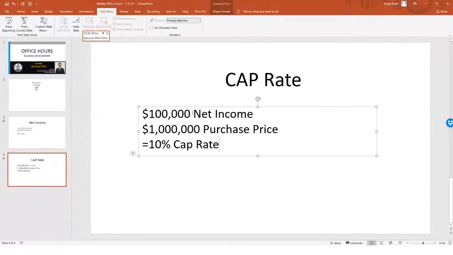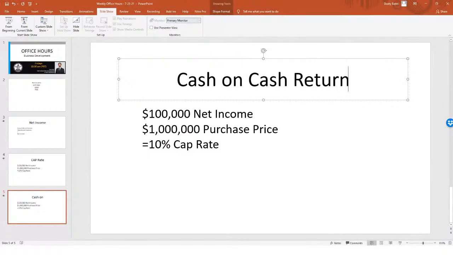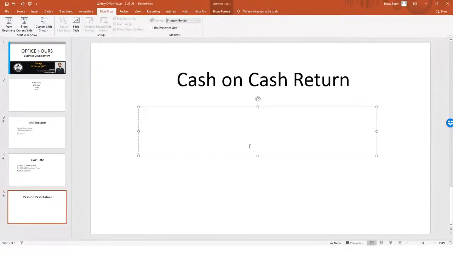So I might get 100,000 net income on a $1 million property, but let's go ahead and do this. Let's talk about cash on cash return, right? And again, if you've got a comment later, if you're watching this after the fact, comment below, ask whatever question you like. That's why we're here.